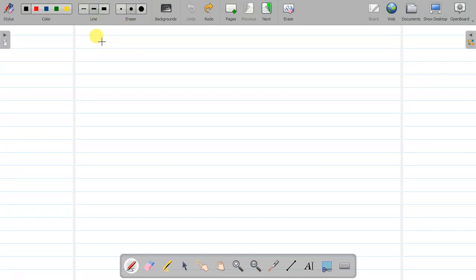So what you want to get is, oh dear, that's a very thin nib, isn't it? I wanted a thicker line than that, and it doesn't seem to be coming up there.